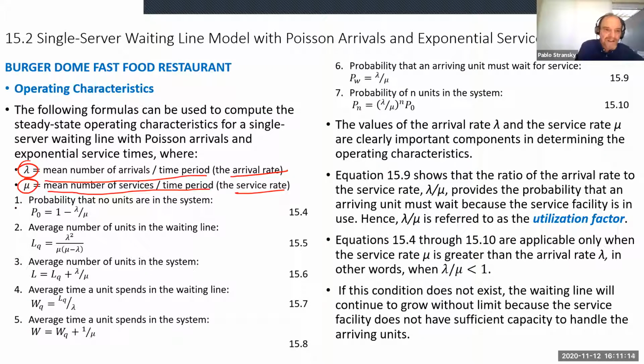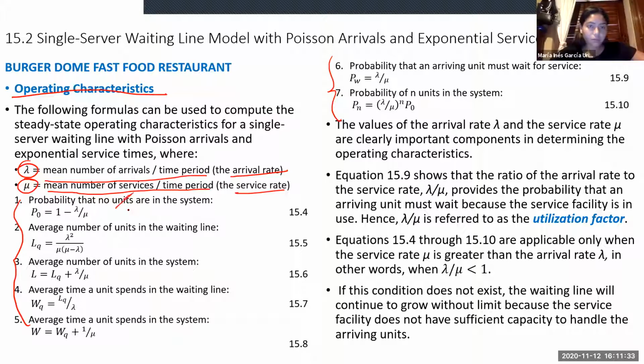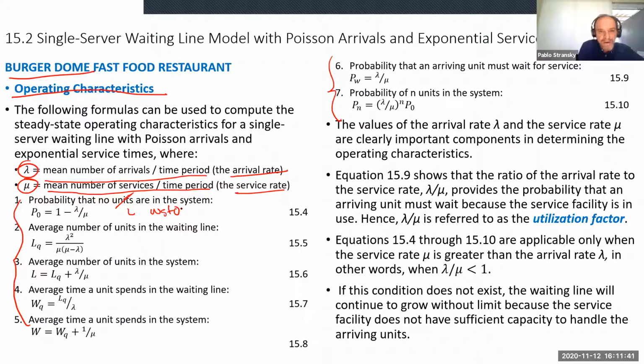Now, we have 7 characteristics that we're gonna be measuring, okay? They're called the operating characteristics, okay? Now, all these formulas are related between lambda and mu. If you check the first one that says probability that no units, every time we say units, in this particular case for Burger Dog, we're talking of customers, okay? And are in the system is the whole operating line, and then when they take your order, the service, okay?